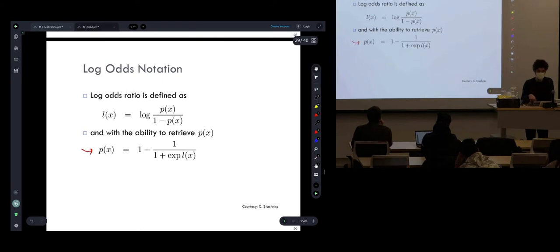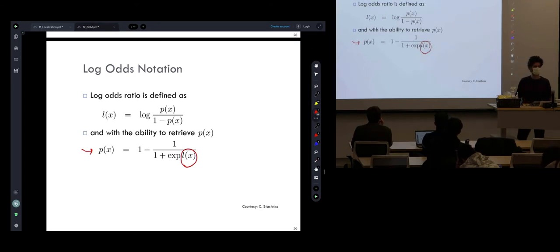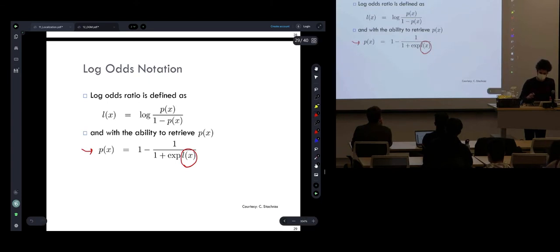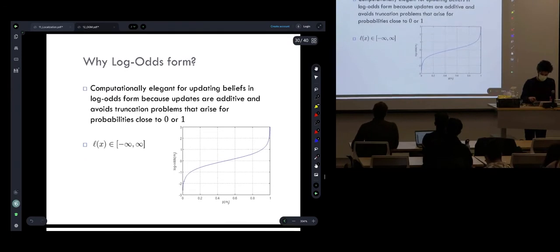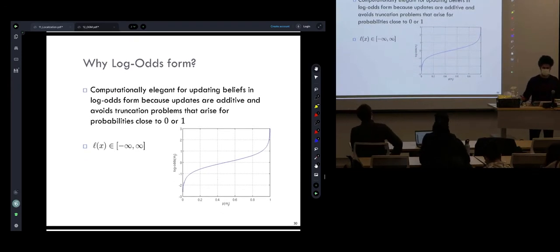Because the logistic model gets some function, and it will squash it into the interval between 0 and 1 to make it a probability. Its generalization is the softmax that you use in neural networks for multi-class classification. So log odds, we talked about it. It's nice because it alleviates the problem of numerical issues. We can add terms and avoid truncation problems.